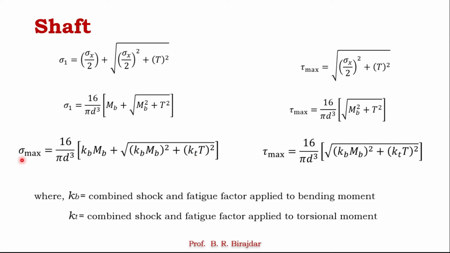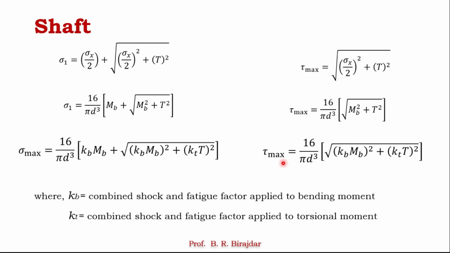So the maximum allowable stress here is 16 by pi d cubed in brackets, Kb into Mb plus under root of (Kb into Mb) squared plus (Kt into T) squared, where T is the torque. So this is the maximum tensile stress you will get.